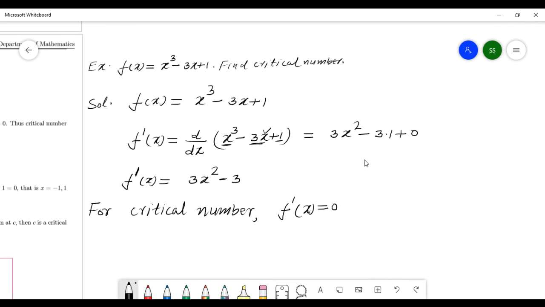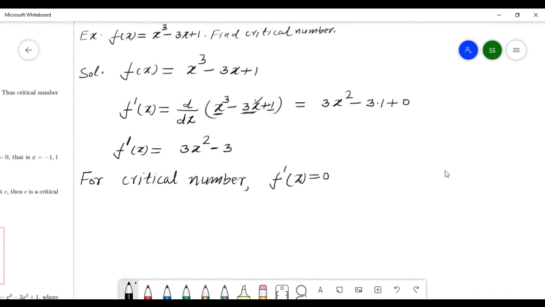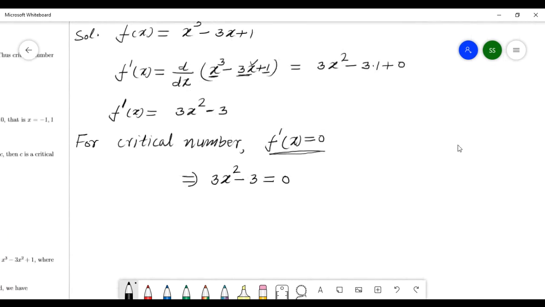How to solve this? This implies what? Take this f'(x) equal to 0. It means 3x² − 3 equal to 0. Now solve this. How to solve?